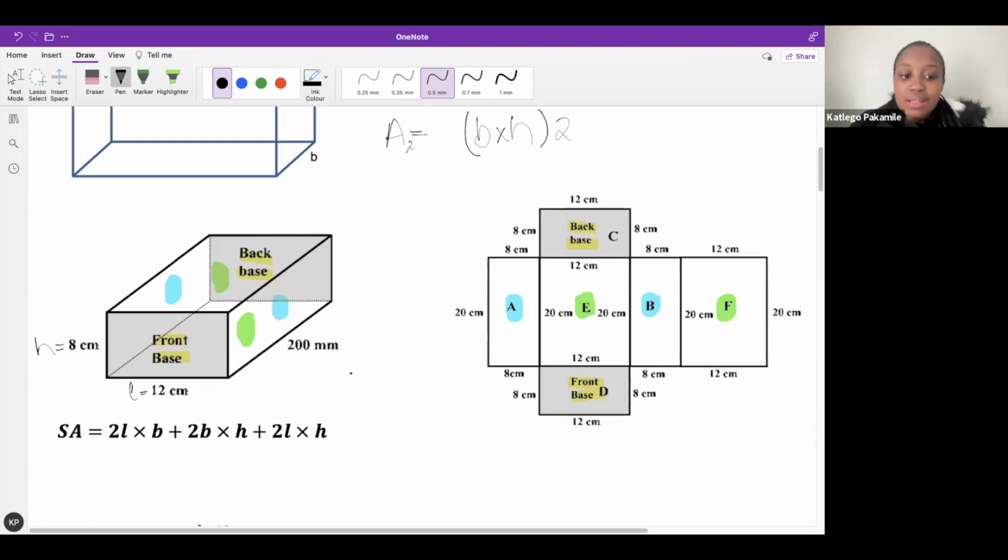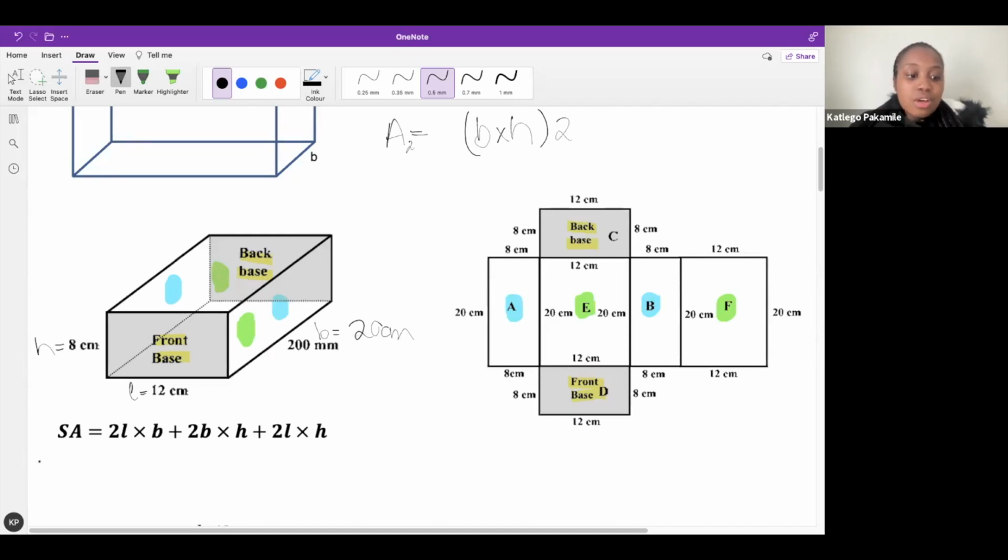And our breadth is 20 centimeters or 200 millimeters. If you were going to convert this, it would be 20 centimeters. Can you see that the other two are in centimeters? And this one would be in millimeters. But if we converted it, it's 20 centimeters. And that is our breadth.